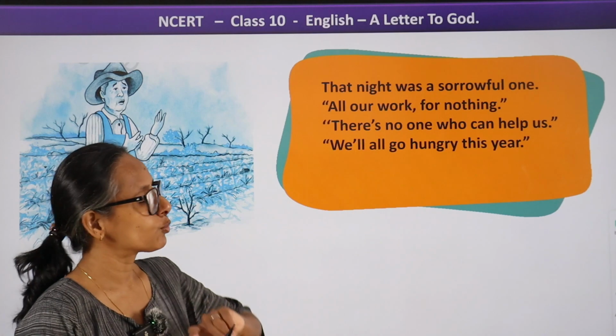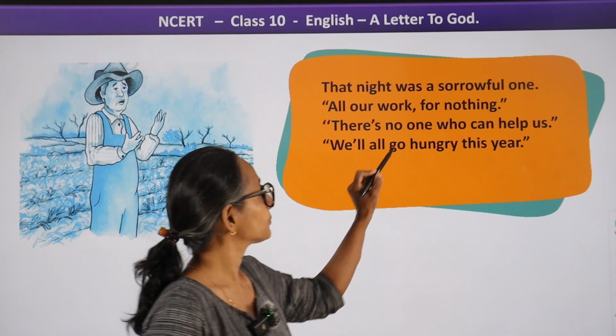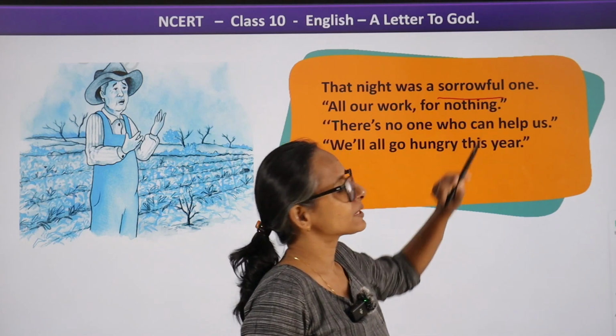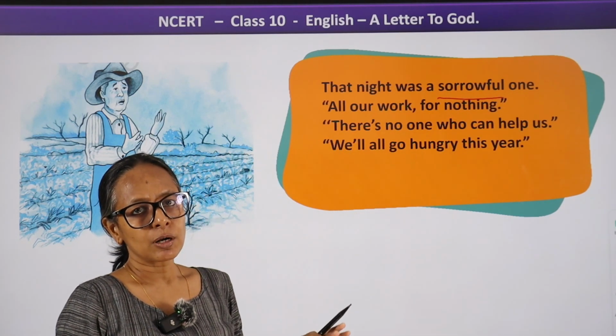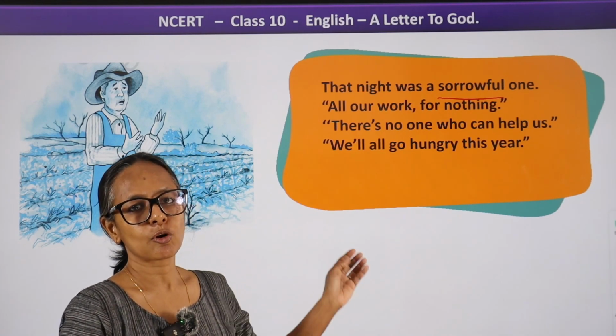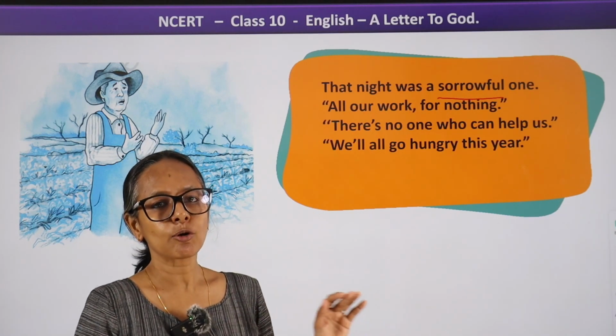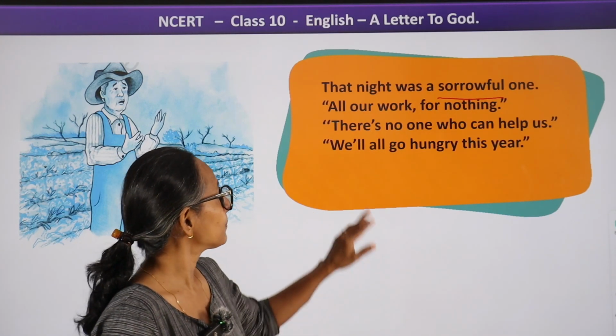That night was a sorrowful one. Why is it a sorrowful one? It is sorrowful because everything is gone. Their entire life depended on the money that the crops would make. So they are very sad. All of them in the entire family are sad.